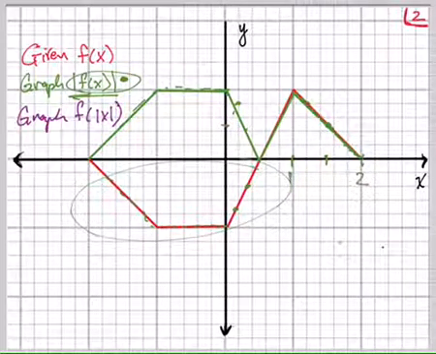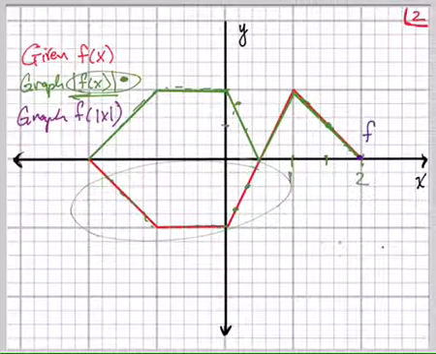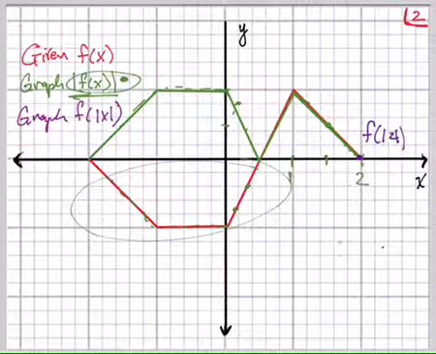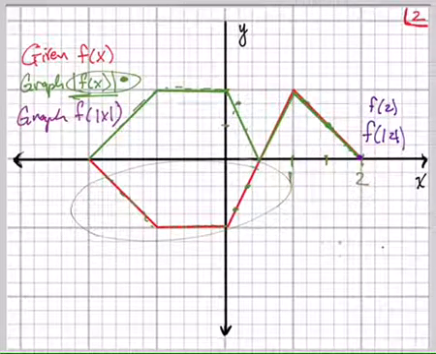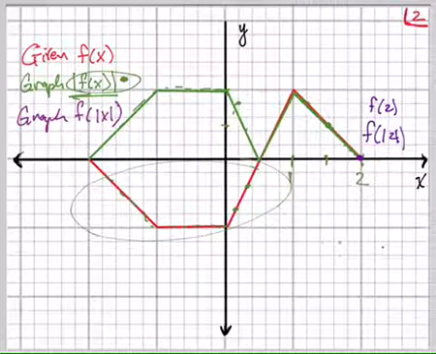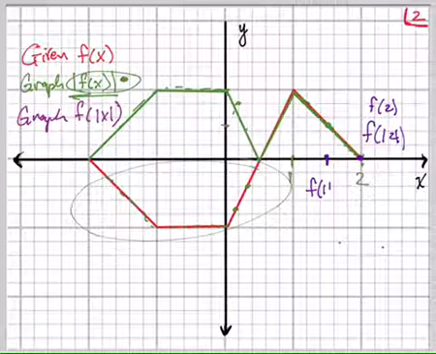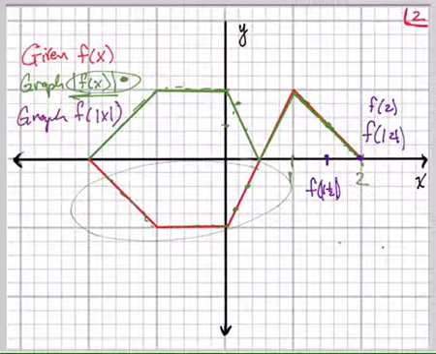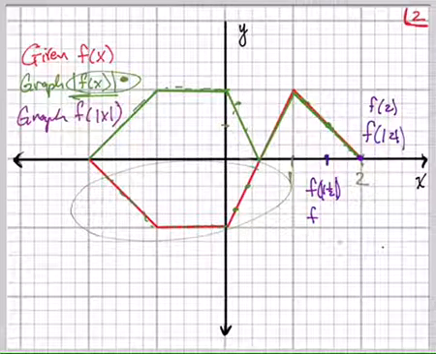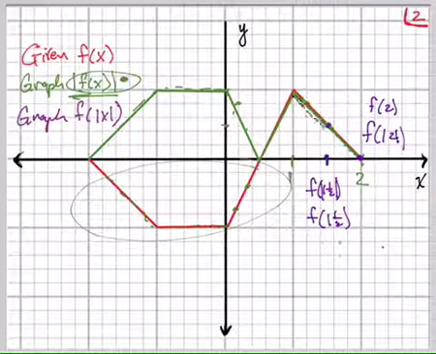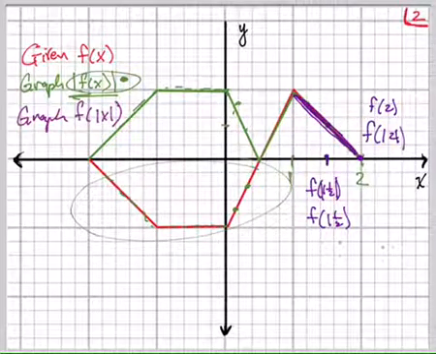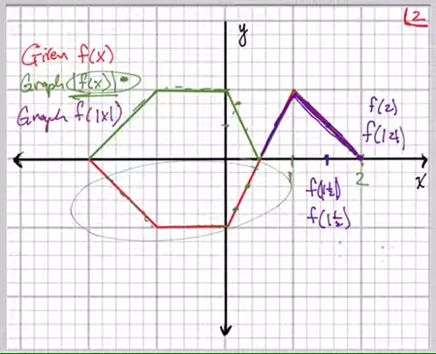So what this means is now every time I plug in an x value, let's find f of the absolute value of 2. Well, f of the absolute value of 2 is the same as f of 2, because the absolute value of 2 is 2. And so it's just that point right there. How about 1.5? F of the absolute value of 1.5, well, the absolute value of 1.5 is just 1.5, so it's f of 1.5, which is that same point. So all of these values are going to be the same.